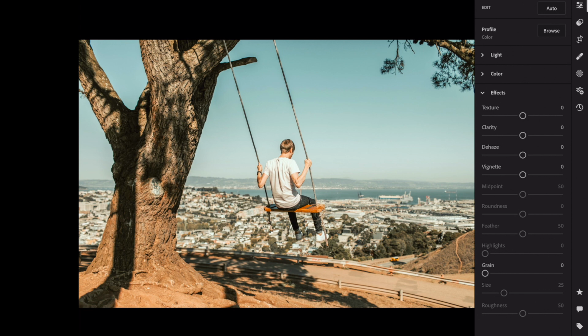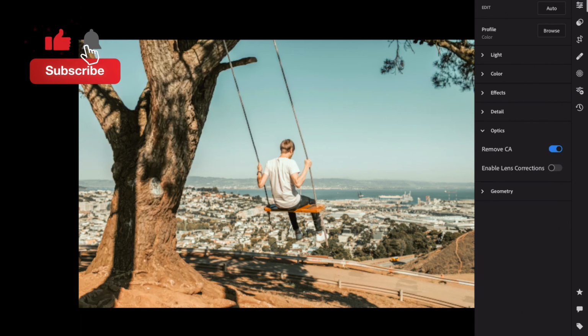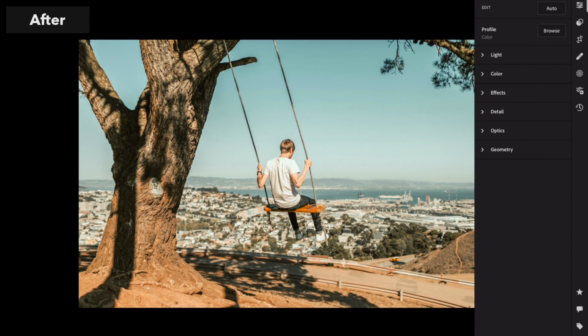Open the effects section. Grain, amount, plus 36. Size, plus 26. Open optics and tick remove CA. And we're finished.